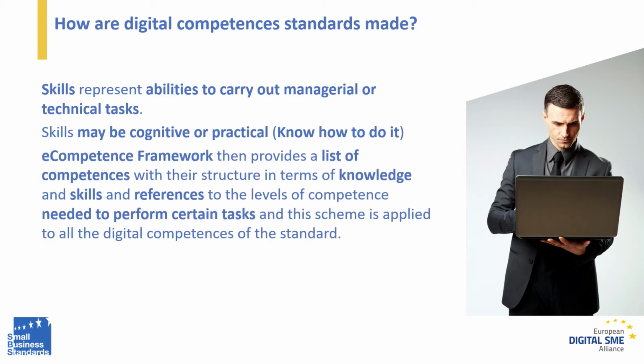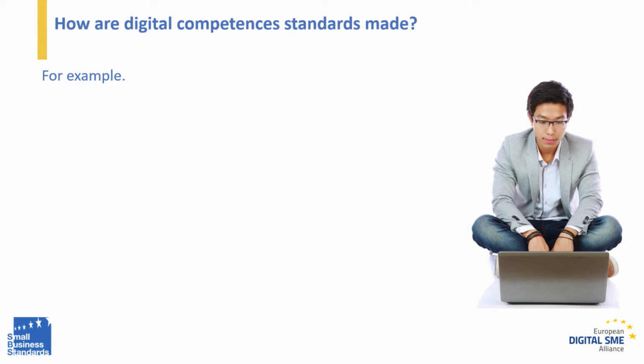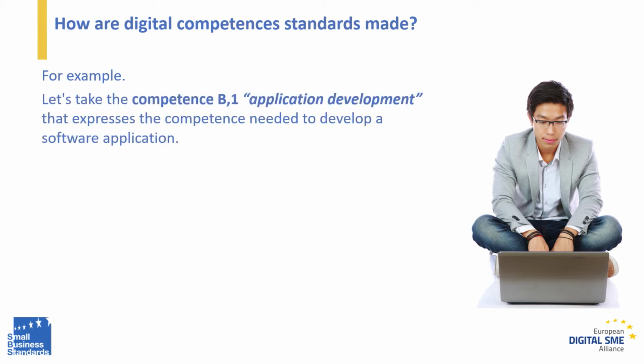E-competence framework then provides a list of competences with their structure in terms of knowledge and skills, and references to the levels of competence needed to perform certain tasks. And this scheme is applied to all digital competences of the standard. For example, let's take the competence B1, Application Development. That expresses the competence needed to develop a software application.